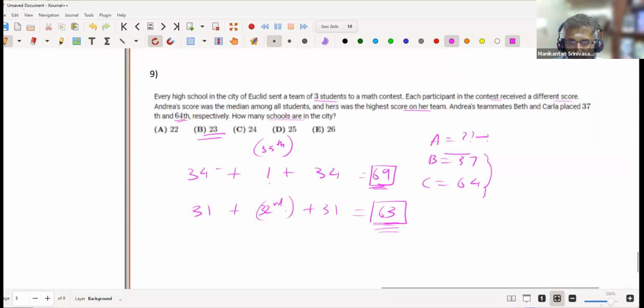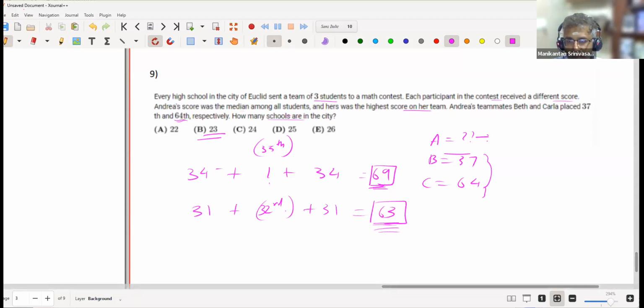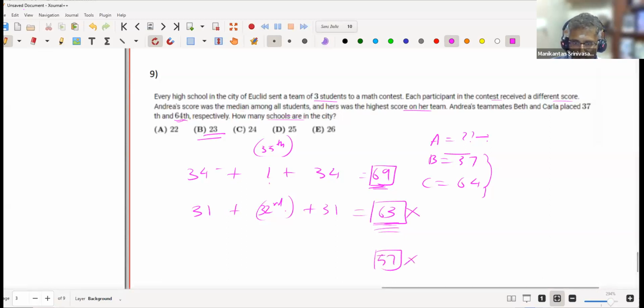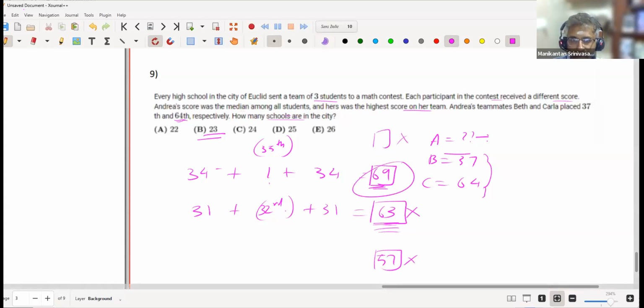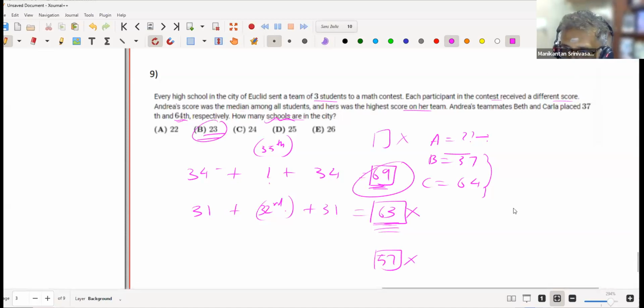64 is already one person in her team. Carla is getting the 64th position. So it cannot be 63 or any other number below this. By this pattern, the next one would be 6 less, 57. That also does not work. So nothing above this will work, and nothing below this will work. Therefore, 69 should be the correct number of students. And he's asking how many schools. Therefore, 69 divided by 3, indeed, is 23.